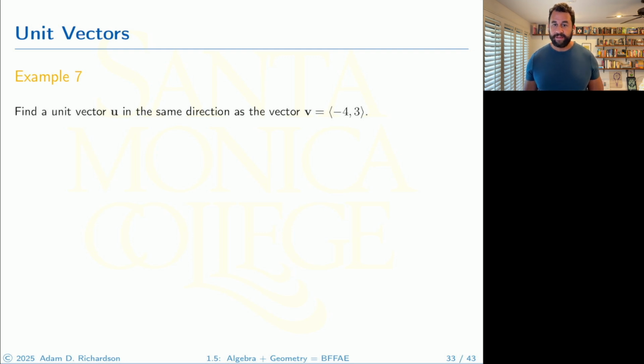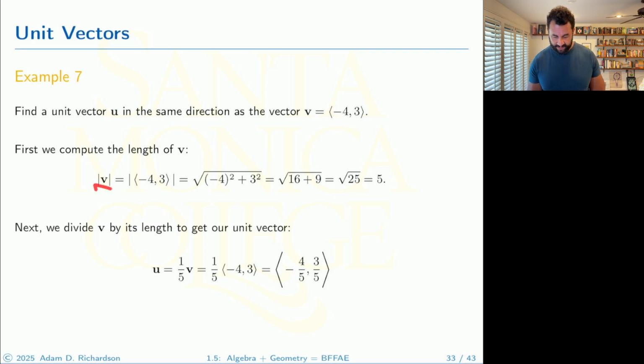Right. Okay, so the first thing we've got to do is find the length of v. So here we go. The length of v is the length of the vector negative 4, 3. We're going to use the distance formula again. Negative 4 squared plus 3 squared is 25. Square root of 25 is 5. So that is the length of v. Now we're just going to divide all the components by 5. That's all we've got to do. That's it. So a unit vector in the direction of v is 1/5 times v. And now we can just distribute that scalar into the components like so.